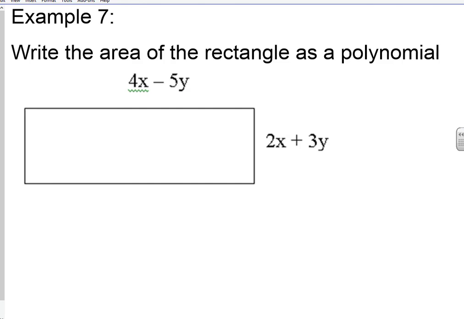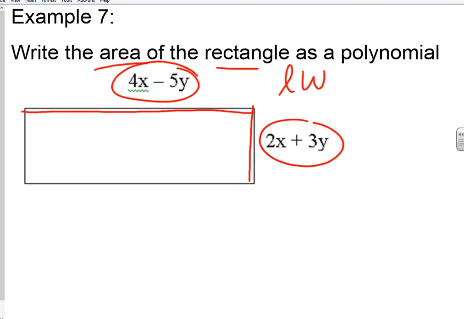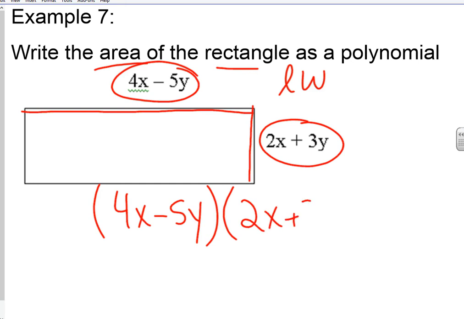This brings us to the next question. These ones are a little crazy, but no worries. I totally know you can do it. So we take this, the area of the rectangle is base times height. That's not an H. Length times width. My width is this long, y's. My length is this tall, y's. So I take this and I multiply it by this. 4x minus 5y times 2x plus 3y.